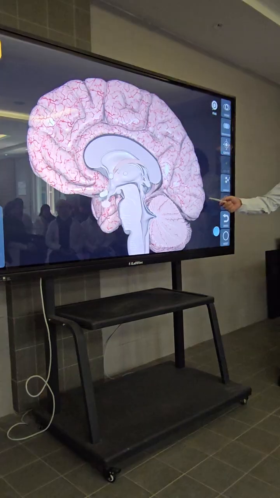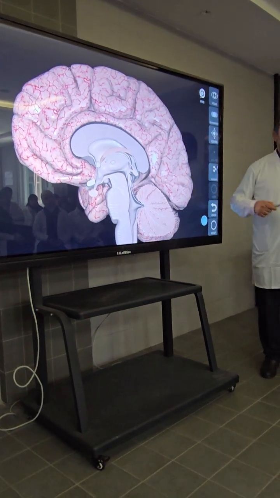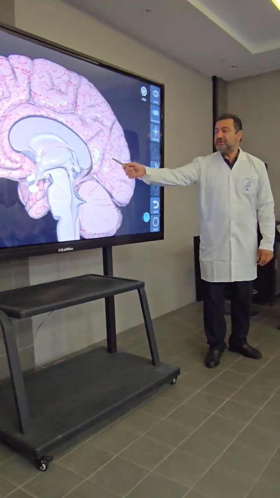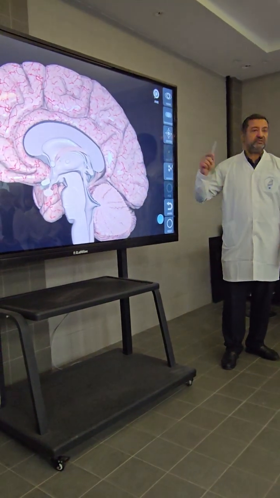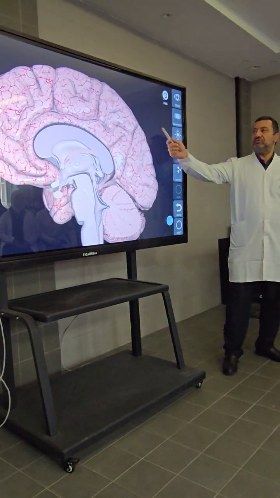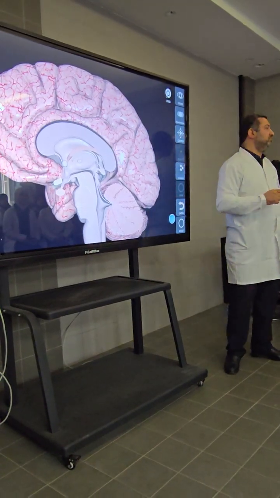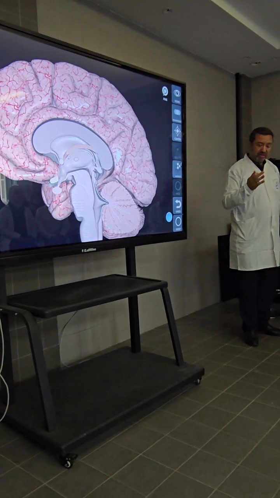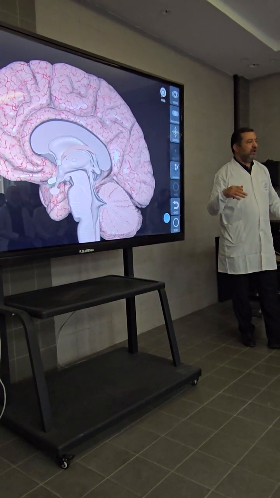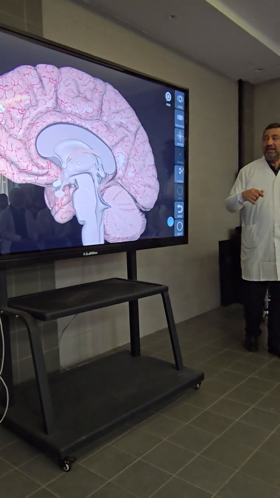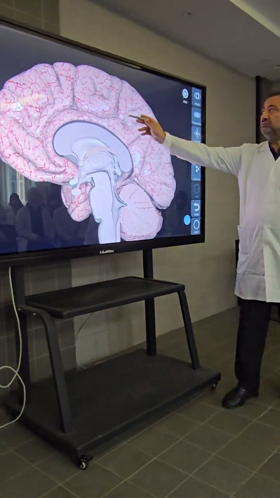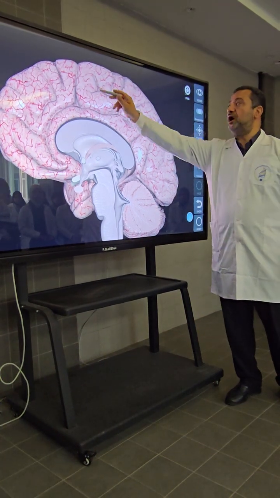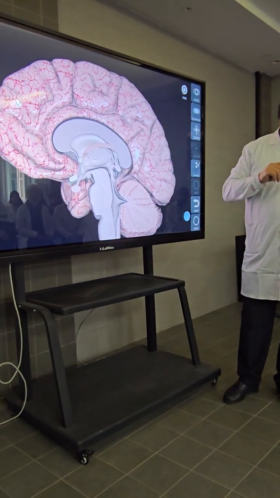Between the calcarine sulcus and parieto-occipital sulcus on the medial surface of the occipital lobe, there is the cuneus. Anterior to the cuneus, there is the precuneus. Precuneus is related to the DMN, mentalization, and theory of mind. And anterior to the precuneus, anterior to the marginal sulcus, there is the paracentral lobule.